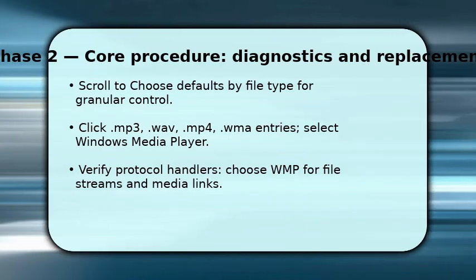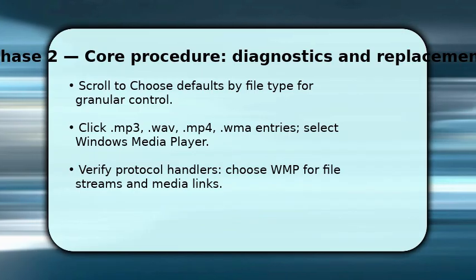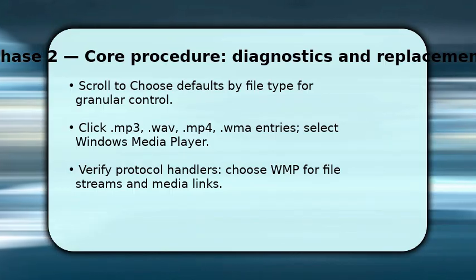Click each extension, select Windows Media Player, and repeat until core audio and video types show WMP as default. Also check Choose Defaults by Protocol for media-related links. This detailed step prevents other apps from stealing associations, which is why it's important to be thorough here.